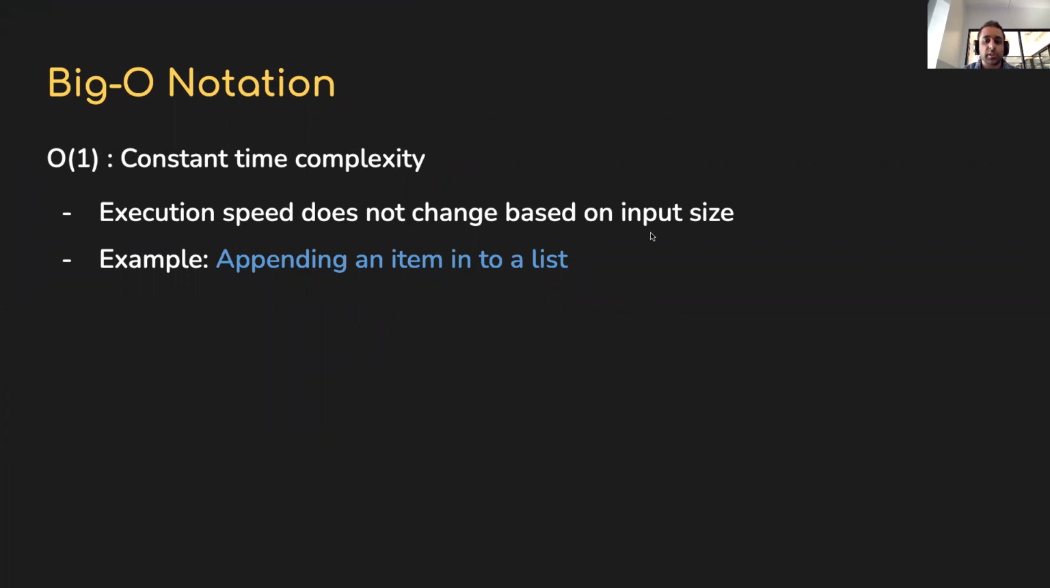input size. So, let's say we have an array that has two items in it or a million items in it. If we have an O of one, or a constant time complexity operation, that just means it's going to take the same amount of time no matter what the input is. One simple example to think of is appending an item to a list. So we take a look at that.